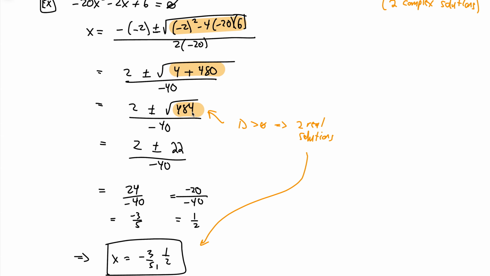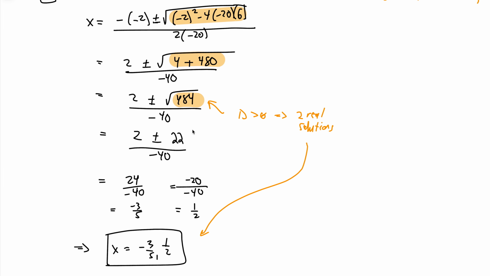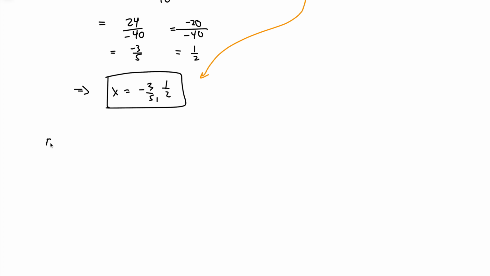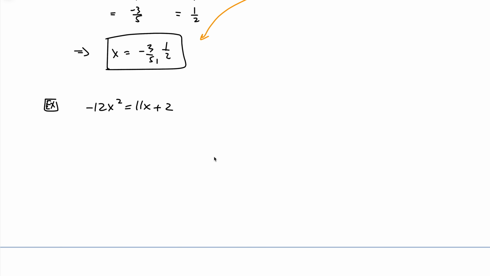Okay. Hopefully this is making some sense. We're going to do another one. Again, all we're going to be doing is plugging directly into our quadratic formula. So let's say we're given negative 12x squared equals 11x plus 2. Not that far off from what we know, right? Obviously, we want to move everything to one side. We're always trying to solve our equation equal to 0. Okay, this is the pattern. Always, always, always move the terms over, and try to solve it equal to 0.